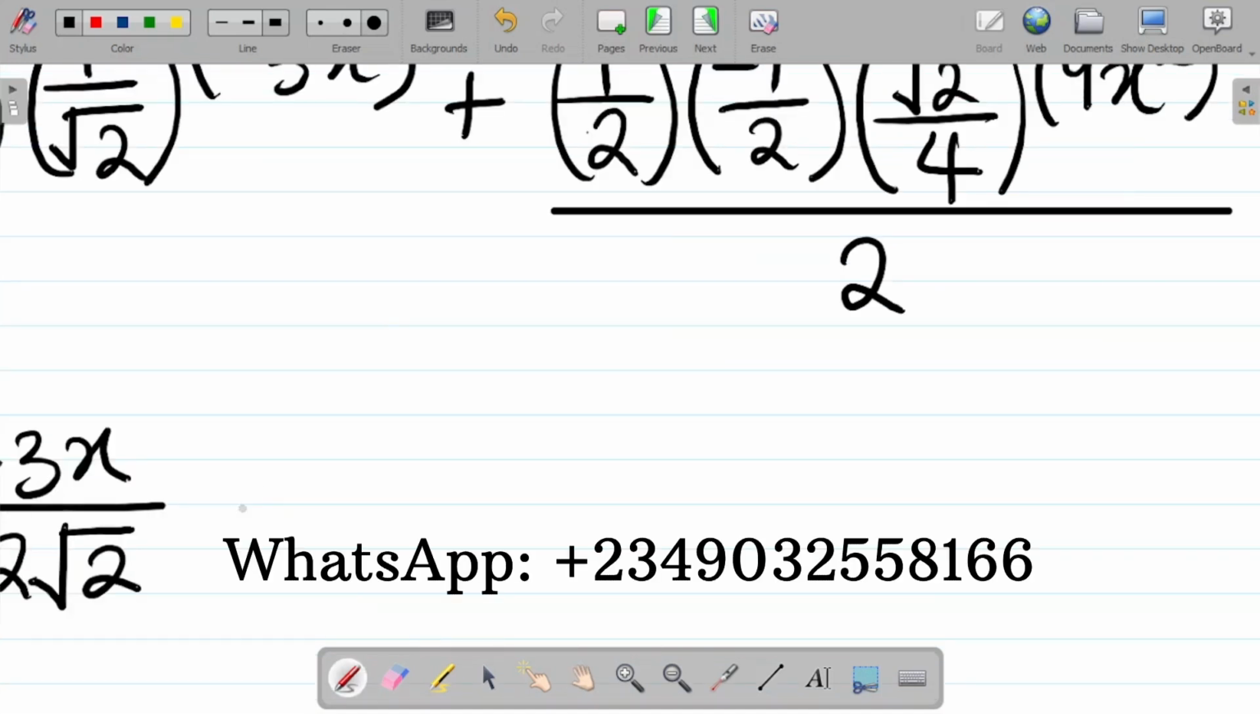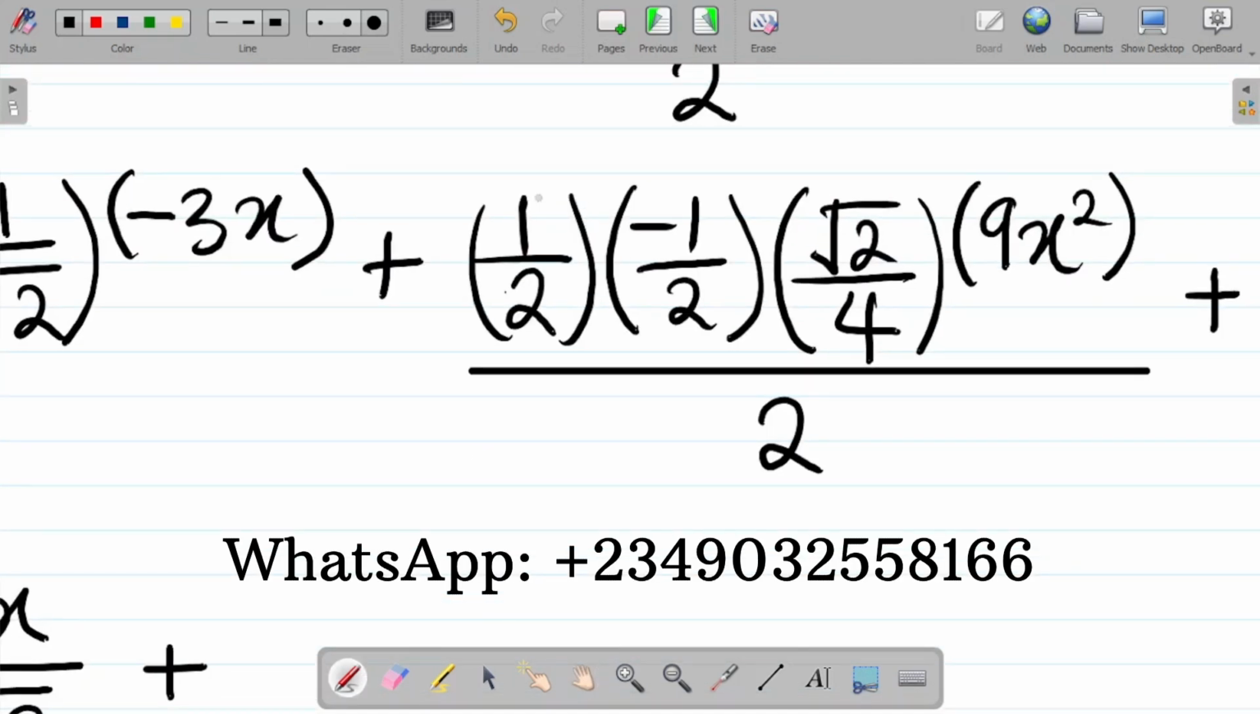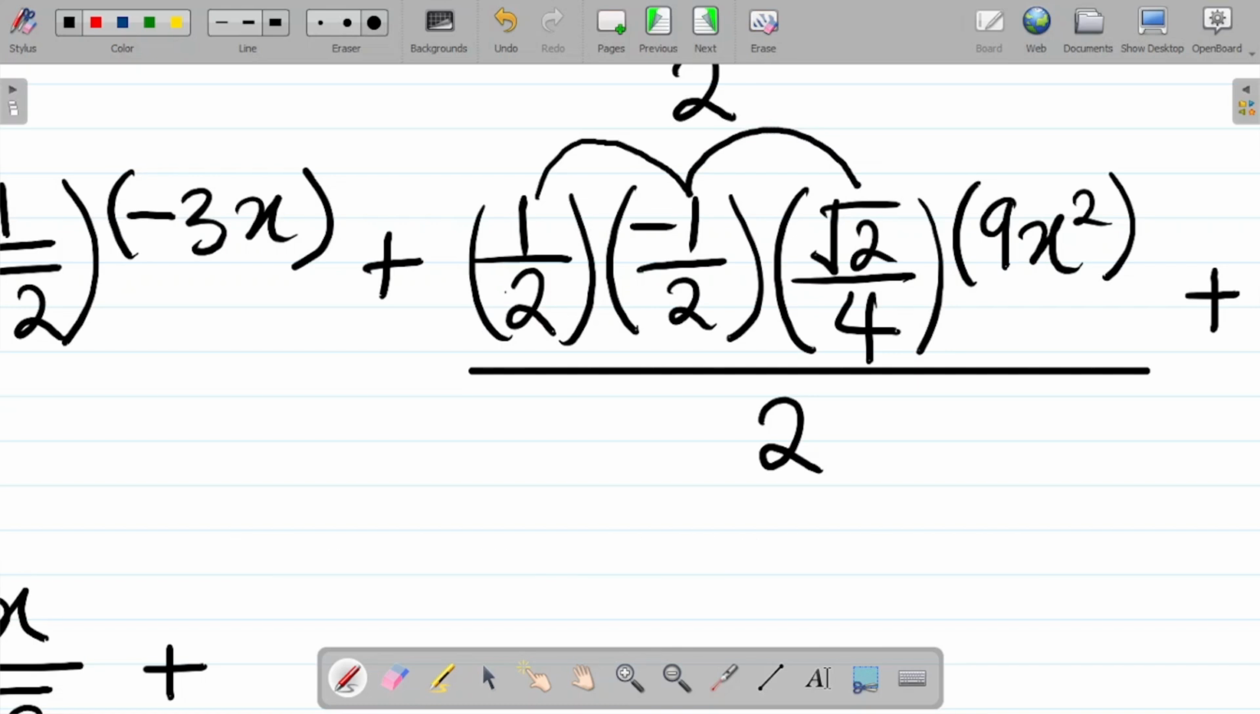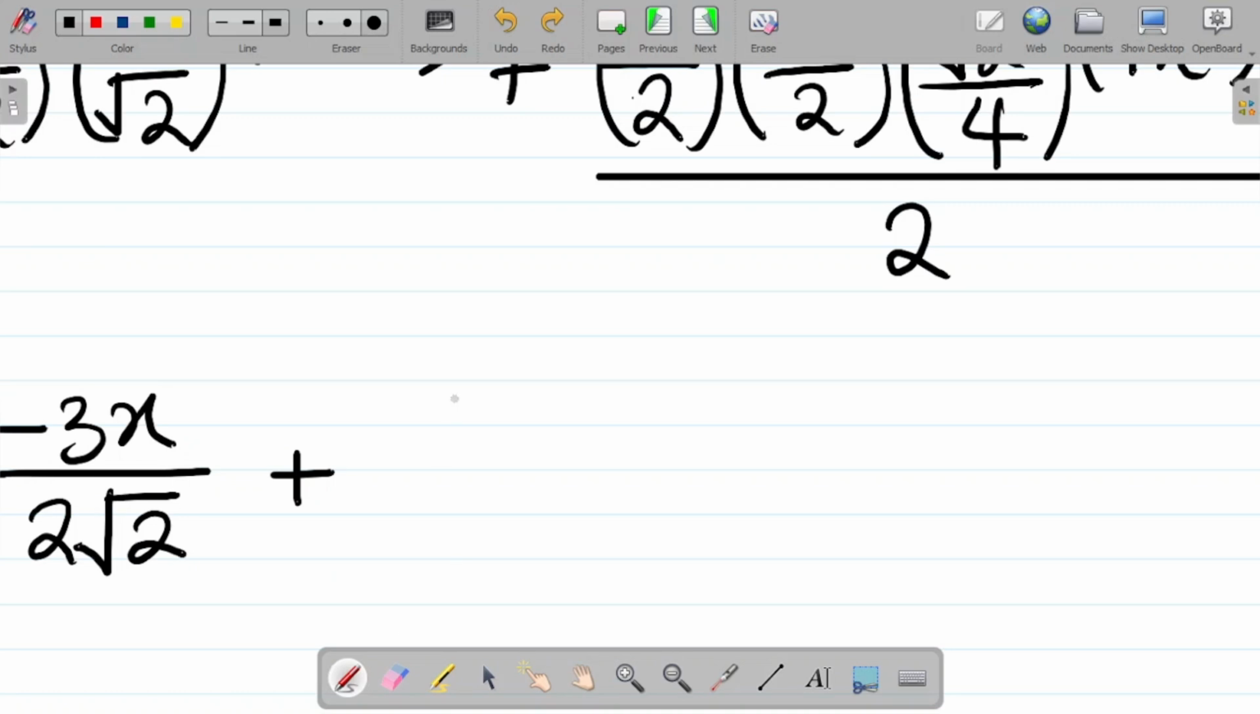So I have plus into, I have 1 times, let's multiply numerator. 1 times minus 1 is minus 1. Minus 1 times 2 times root 2 is minus root 2. Minus root 2 times 9 is minus 9 root 2. All right, you have that as minus 9 root 2. Let me write that down. So that becomes, my numerator is minus 9 root 2.